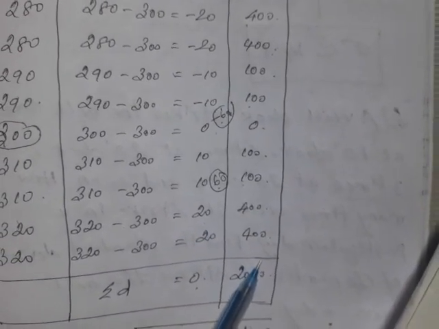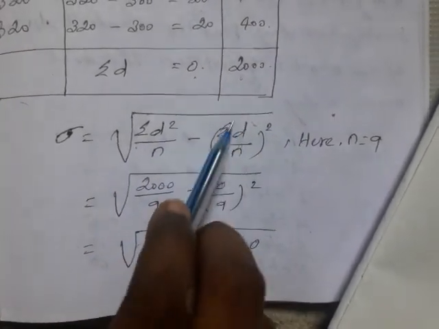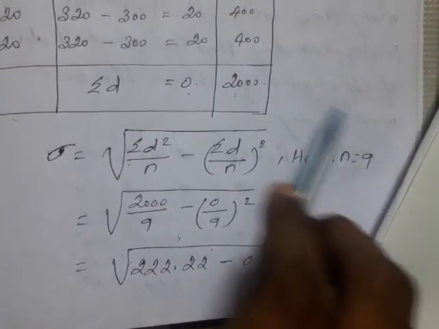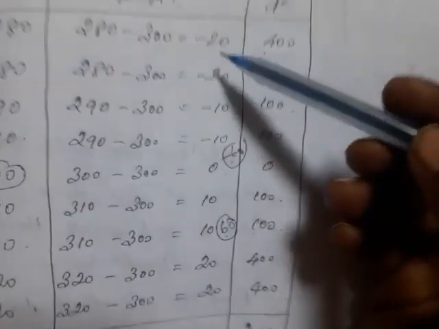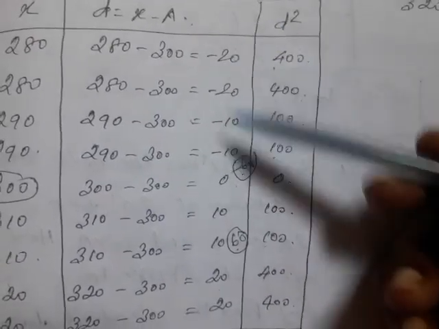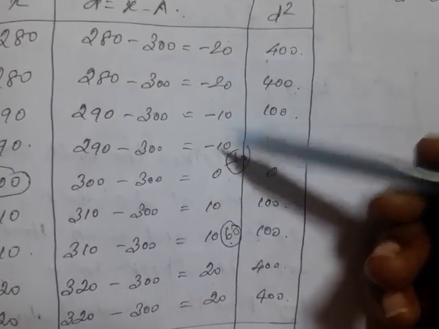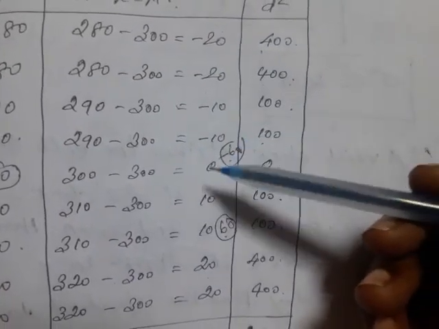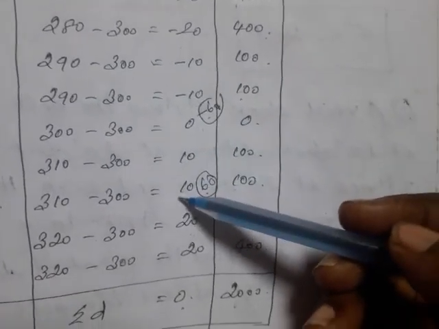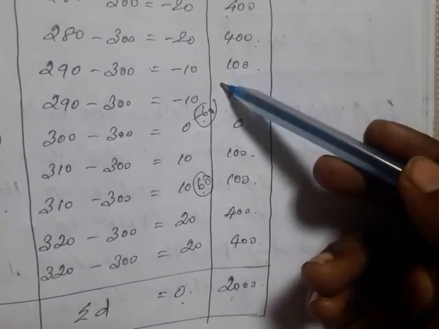Now, what's the formula for sigma? Sigma is equal to root of sum of d square by n minus the whole square of sum of d by n. Here n value is 9, already we know that. Now we have to find the sum of d first. Here the negative values: minus 20, minus 20, minus 10, minus 10, add them: 20, 40, 50, 60, so minus 60. On the positive side, 10 plus 10 is 20, plus 20 is 40, plus 20 is 60. So 60 minus 60 is 0.